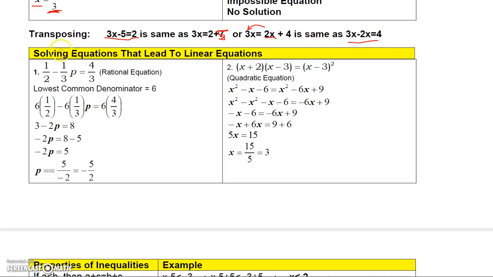Okay, now real quick, I just want to show you a couple of these little more complicated ones. Okay, this one right here is fractions. So when you have fractions, you're going to generally want to get rid of your denominator. So I'm just going to multiply everything by 6 to get rid of my denominators. 6 times a half is 3, 6 times a third is 2, so that's minus 2p. 6 times 4 thirds is 24 thirds, which is 8.